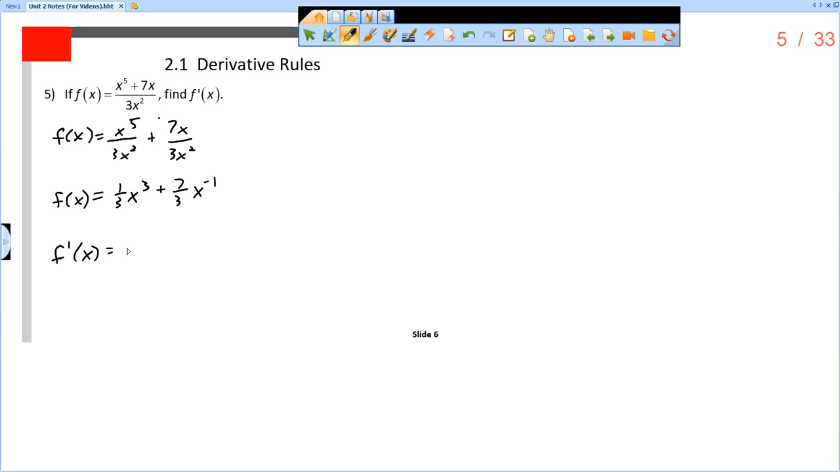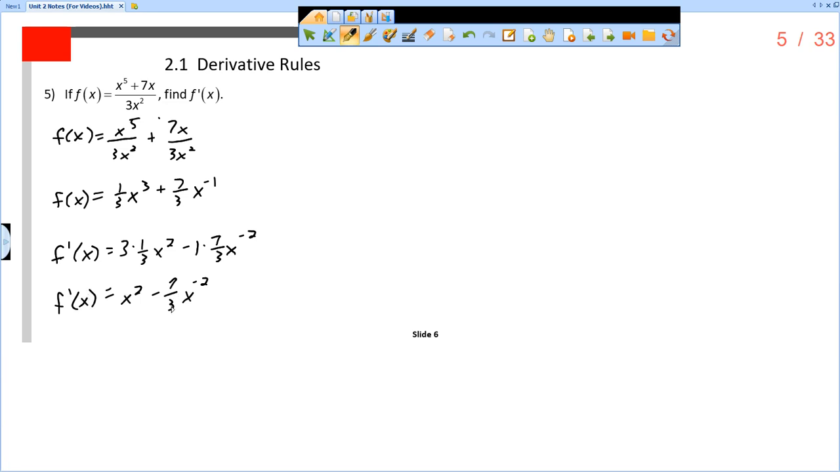All right, so I bring the 3 in front, so 3 times 1/3, and then x squared. And then I bring the negative 1 in front, so I have minus 1 times 7/3 x to the negative second. So I can simplify a little bit. 3 times 1/3 is obviously just 1, so I have x squared, and then minus 7/3 x to the negative second. Of course, I could write that over x squared.